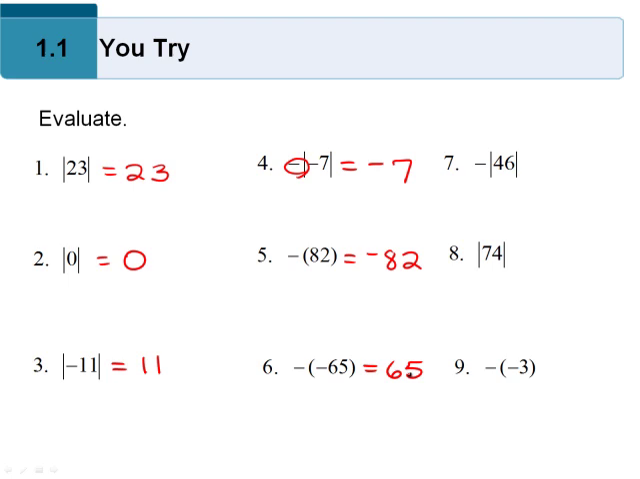Okay? Number 7. Absolute value. Look outside. That's where the sign of your answer is. So that's going to be a negative 46. Absolute value again. No sign out front. The answer is positive. Okay? And the last one is not absolute value, just parentheses. So the opposite of negative 3 would just be positive 3.